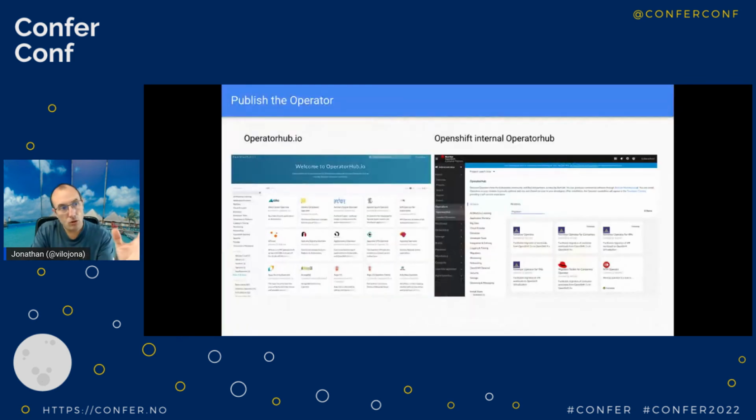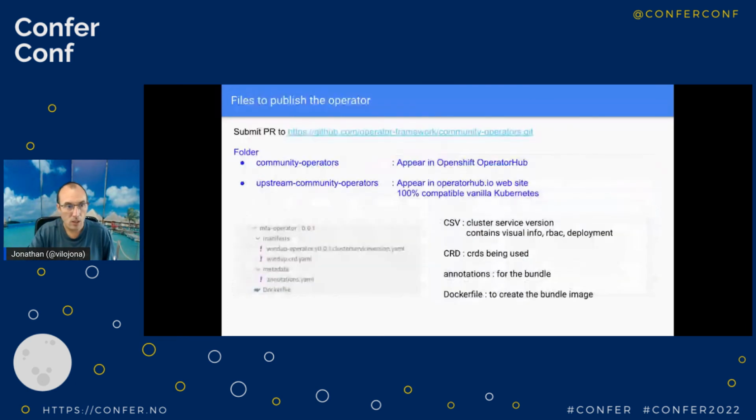Finally, in order to publish the operator, we can use two things. One is operatorhub.io, where you will see hundreds of operators. And also there's another one, the internal Operator Hub marketplace in OpenShift, where you can search for an operator and just click install, and that's it. So your users will have access to several things, and it's easy to search, easy to install.